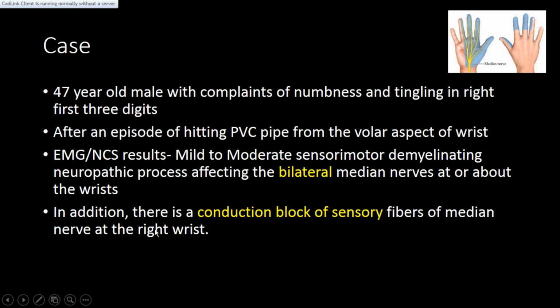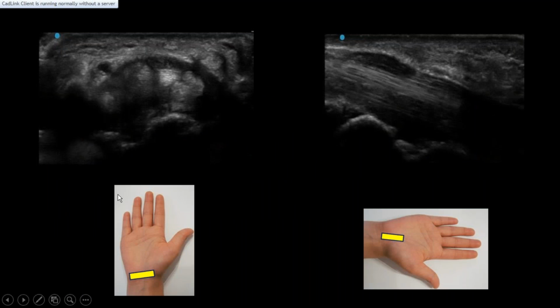So we also found, in addition to that, there is a conduction block of sensory fibers at the wrist, at the carpal tunnel. So probably we're looking at some subclinical carpal tunnel, and we can call this a false negative. But let's look at the ultrasound image of this patient who presented very similar to a carpal tunnel presentation.